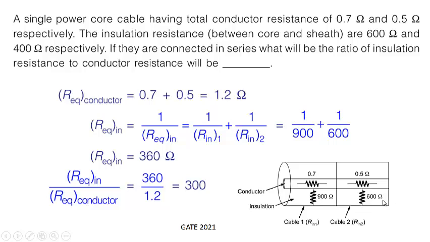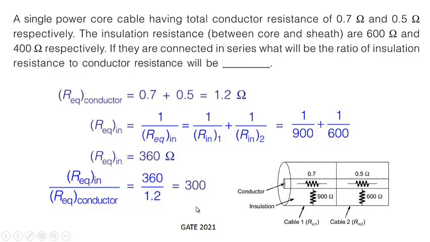So when they are connected in series, these two resistances will be in parallel and they are independent of these resistances. So this R equivalent will be equal to 1 by R equivalent, 1 by R1 insulation plus 1 by R2 insulation, that is 1 by 900 plus 1 by 60, it comes out to be 360 ohms. So their ratio is 360 divided by 1.2, that is 300.